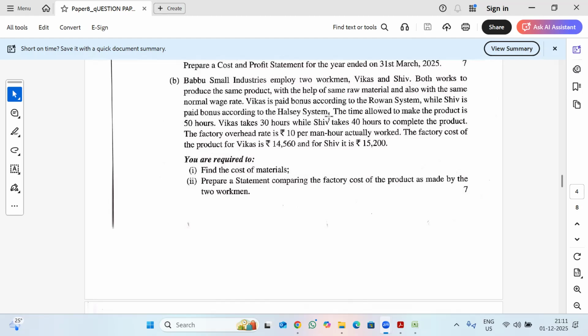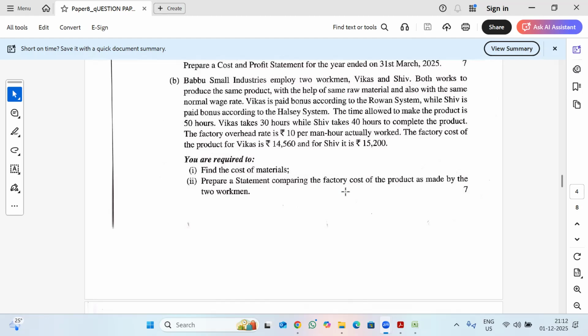So the time allowed, that is the standard time, is 50 hours, but the actual time for Vikas is 30 hours and for Shiv it is 40 hours. The factory overhead rate is 10 rupees per man labor hour actually worked. The factory cost of the product for Vikas is 14,560 and for Shiv is 15,200. We need to calculate the cost of materials and prepare a comparative statement of factory cost for these two workmen.